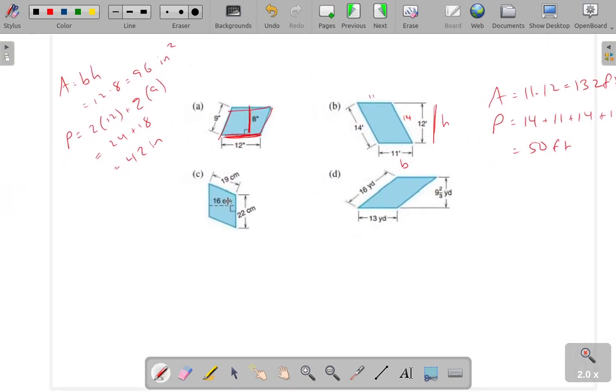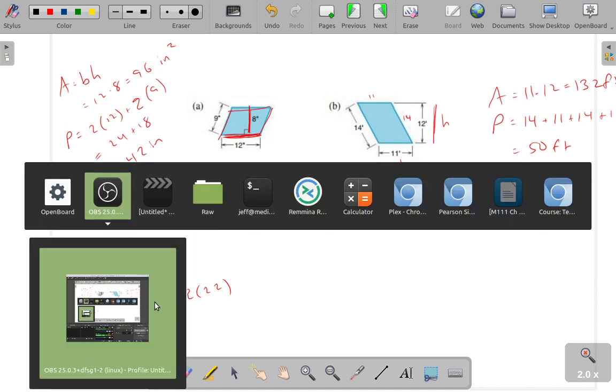Alright, on this example, on all these previous examples, you'll notice my base was on the horizontal and my height was vertical, but in this example it looks like my height is actually on the horizontal and my base, the one that's measured at a perpendicular to it, would have to be on the vertical. So my area would be 22 times 16, and my perimeter would be 2 times 19 plus 2 times 22. Let me pull out the calculator for both of these measurements, though.